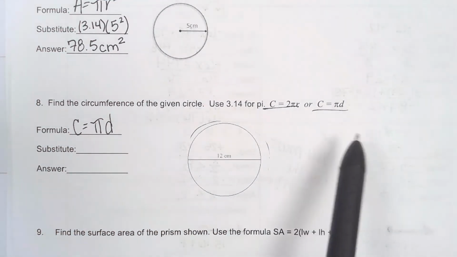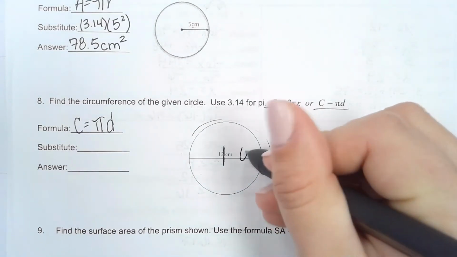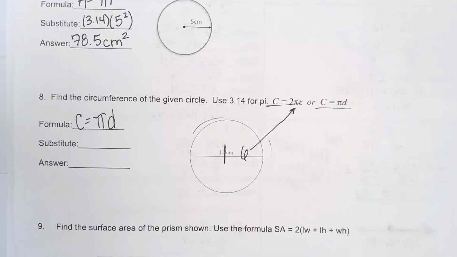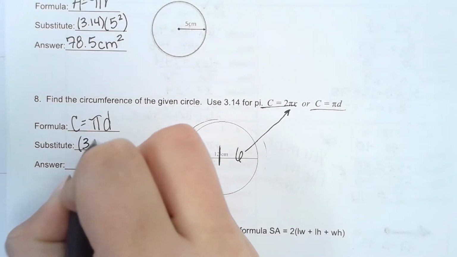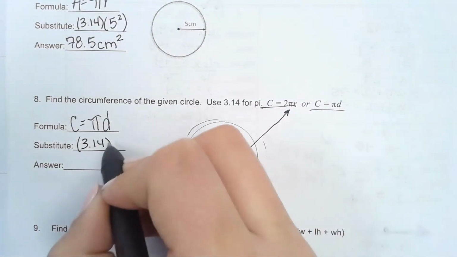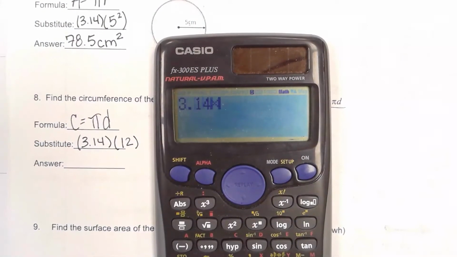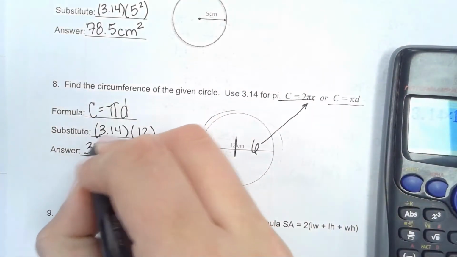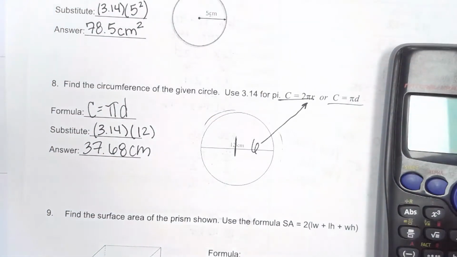You can use the 2 pi r formula, just know that you have to cut your diameter in half to get 6 to plug that in for the radius. Okay, but since they gave me diameter, I'm just going to use the formula with diameter. So just start substituting numbers in. So pi is 3.14, diameter was 12. So in my calculator, I'm just going to take 3.14 times 12, and we get 37.68. And this is circumference, so your unit is just going to be centimeters.